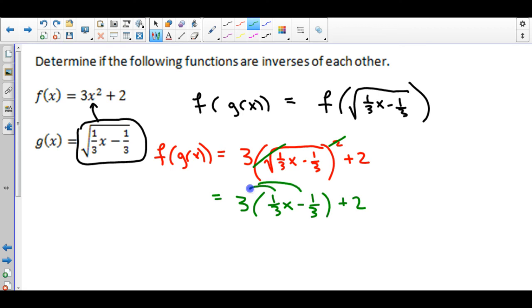So now you'll have to distribute a little bit, and I'll be left with, well, 3 times a third is just 1. So since I have an x there, the x will come with it. Minus 3 times this third is 1, plus 2. And at the very end, you are left with x plus 1. So since you do not have an x left over at the end all by itself, these are not inverses of each other.